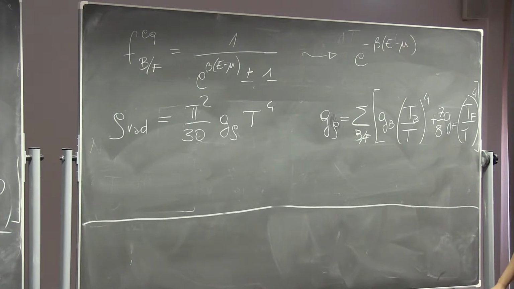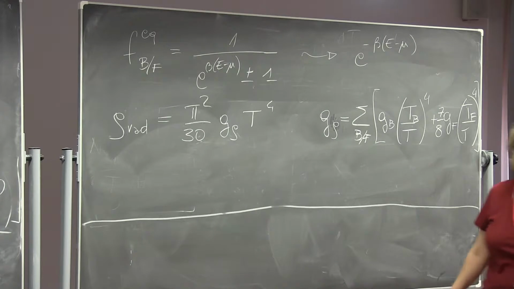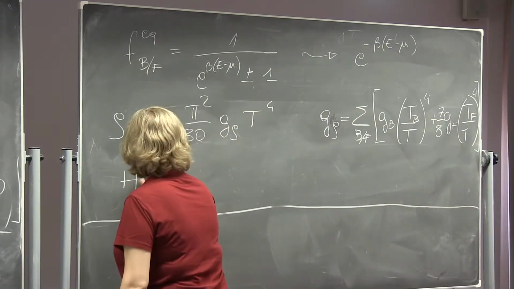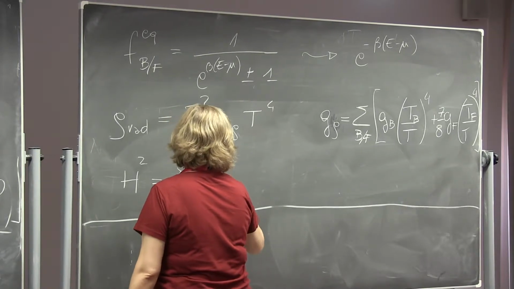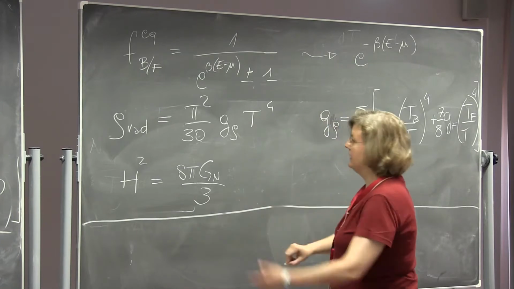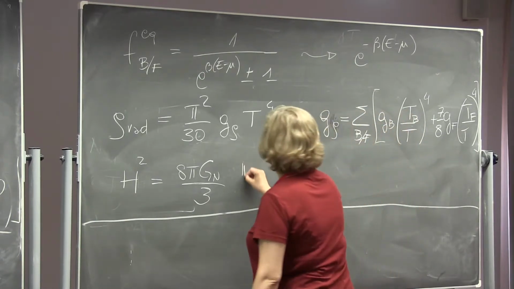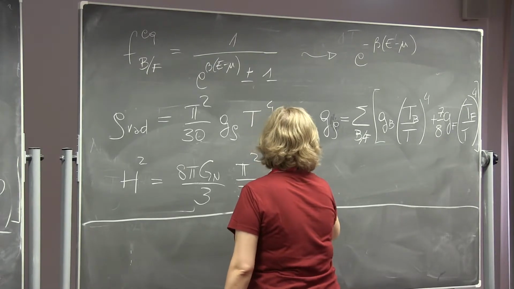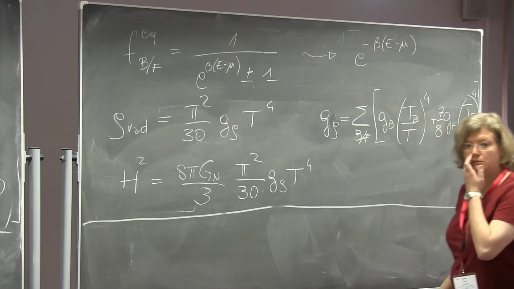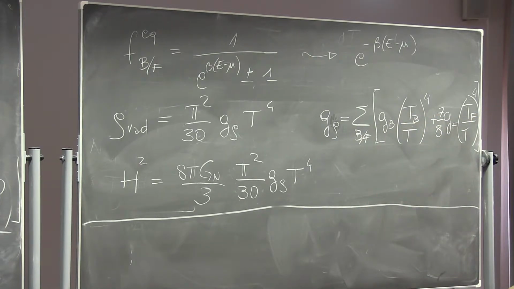Now, the good news is that this expression, if I am in the early epoch of the universe where radiation dominates the energy density, I can plug also inside the Hubble parameter. And I obtain the famous formula that the Hubble parameter squared is the usual 8 pi Gn over 3, multiplied by the energy density in radiation, so pi squared over 30 g_rho T to the 4. So in that sense, I also have dependence on T from the Hubble parameter.